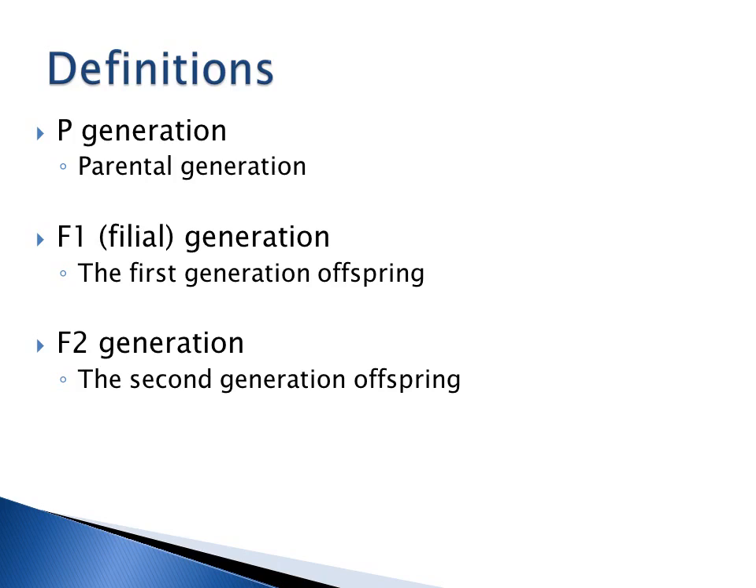The P generation in a pedigree is the parental generation. The F1, the first filial generation, is the first generation of offspring. The F2 is the second, and you could keep going, F3, F4, depending on how large that pedigree is.